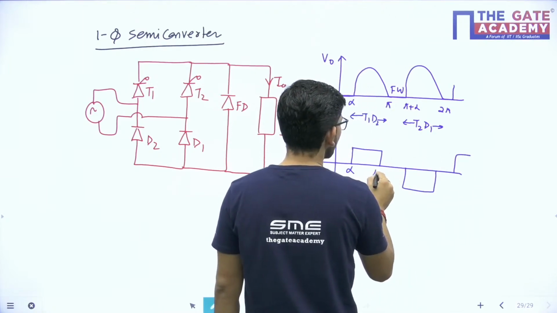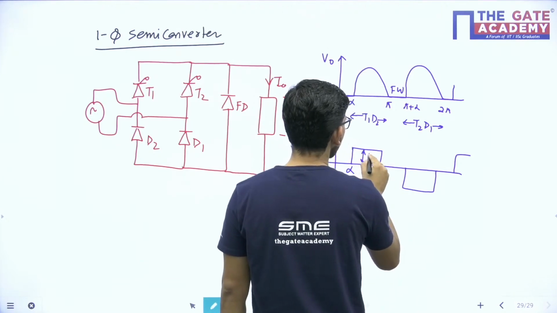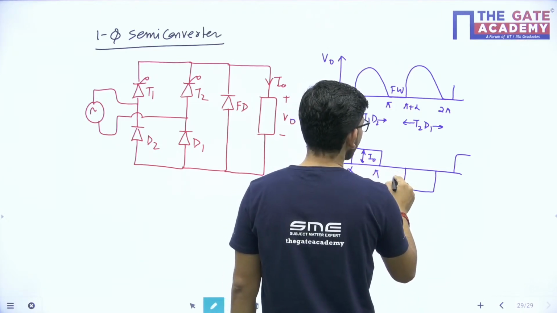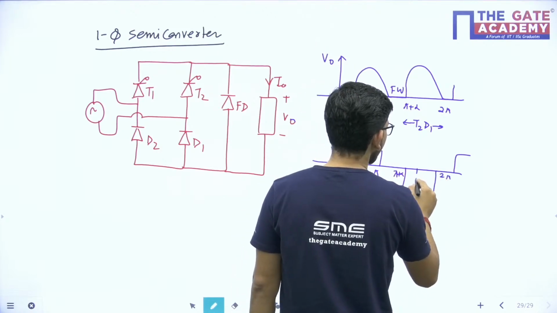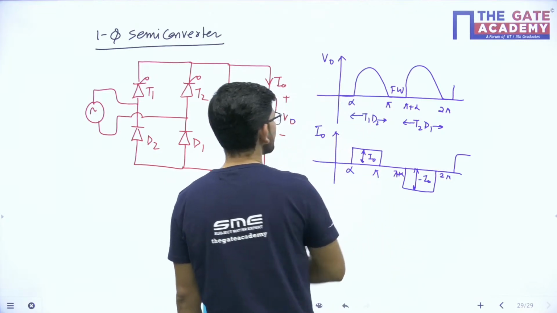During alpha to pi, it will be plus I naught, and during pi plus alpha to 2 pi, it will have a magnitude equal to minus I naught. So this will be the source waveform.